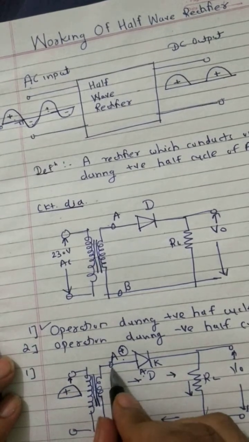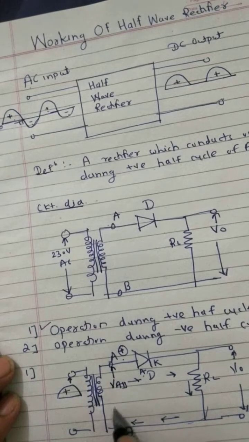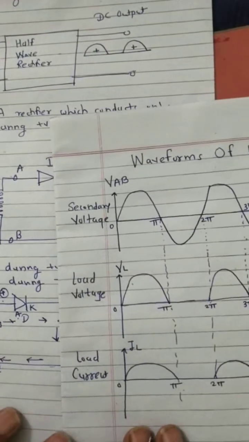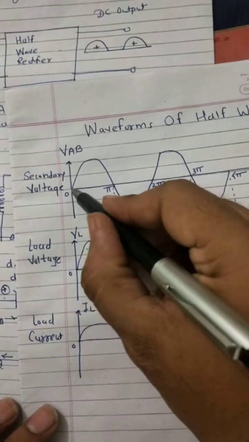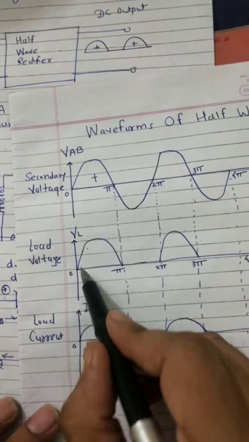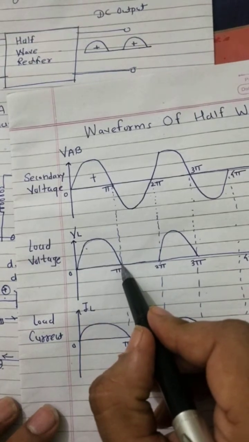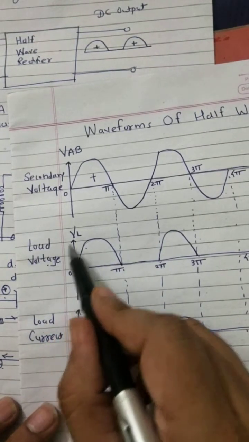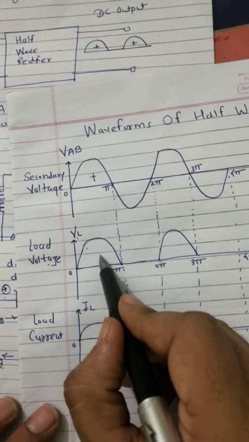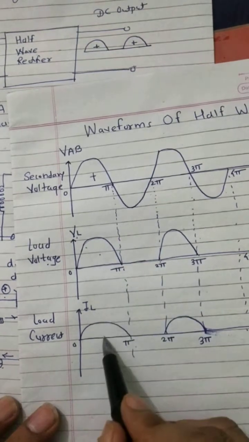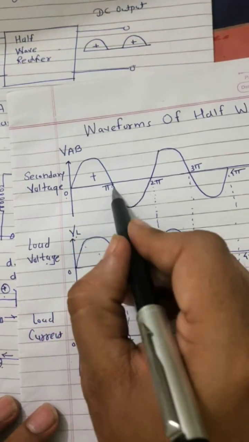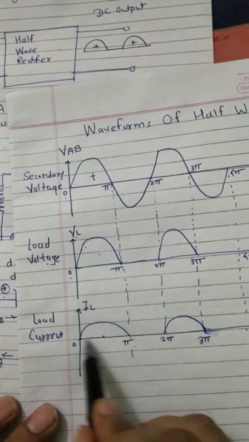The terminal voltage VAB, that is between terminals A and B, you can easily see by looking at these waveforms of the half wave rectifier. It is the secondary voltage VAB. During the positive half cycle, as the diode conducts, we get the load voltage across the load resistance RL. Load voltage is nothing but the output voltage, which is shown on the y-axis as VL. So for the positive half cycle, it is shown here as load voltage. As load voltage exists, load current also exists. So during the positive half cycle from 0 to pi, we obtain the load voltage as well as load current here.